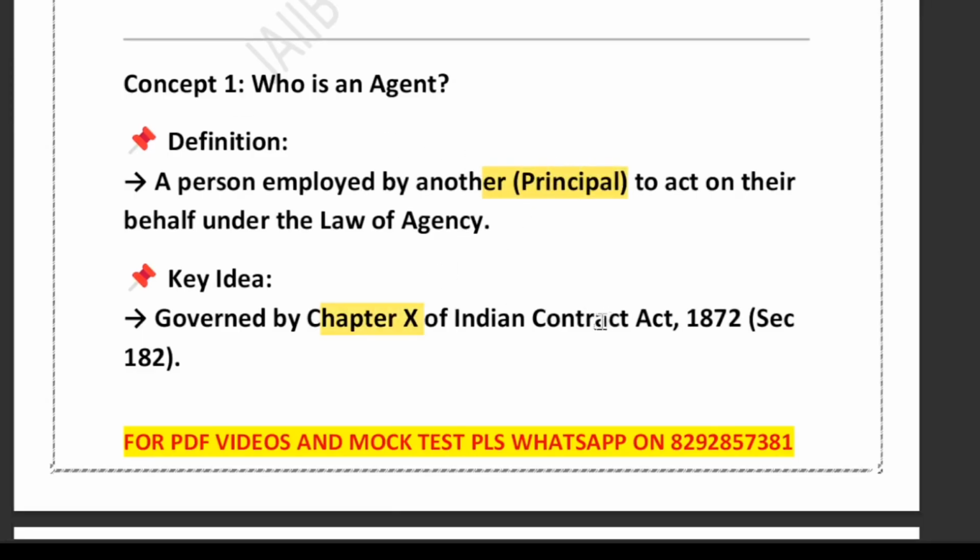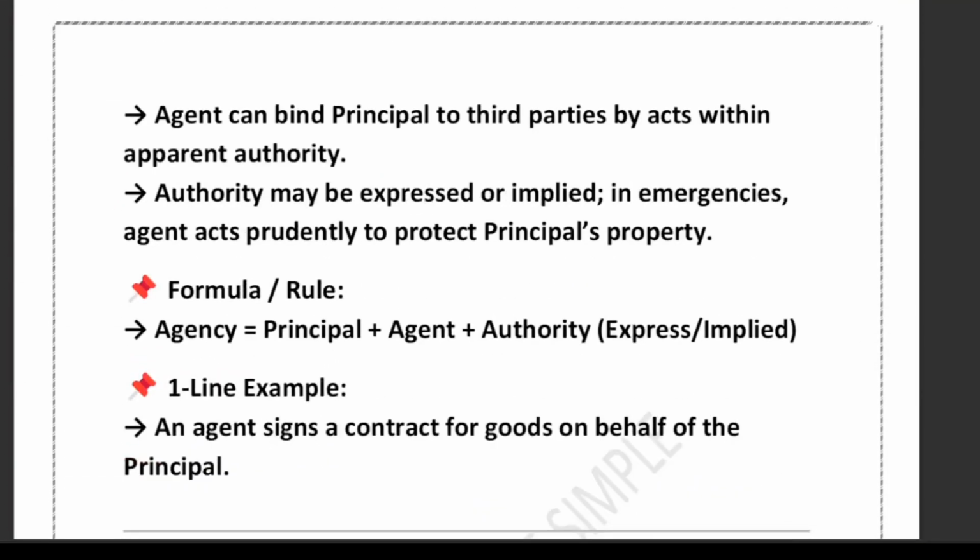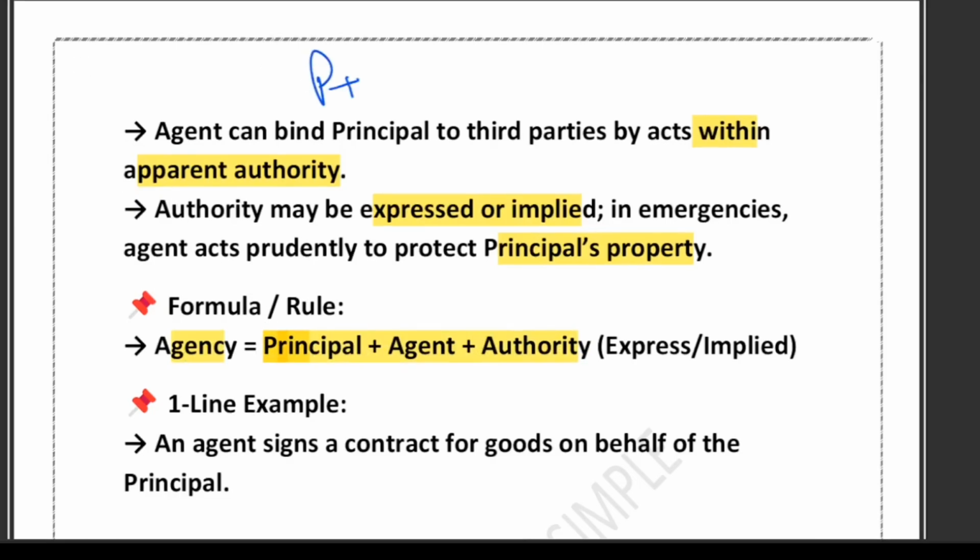It is governed by Chapter 10 of the Indian Contract Act 1872. The key point is that an agent can bind the principal to a third party by an act within the apparent authority. Authority may be express, authority may be implied. In emergencies, the agent acts prudently to protect the principal's property. The formula is very simple: agency means principal plus agent plus authority. PAA, right? Principal plus agent plus authority.